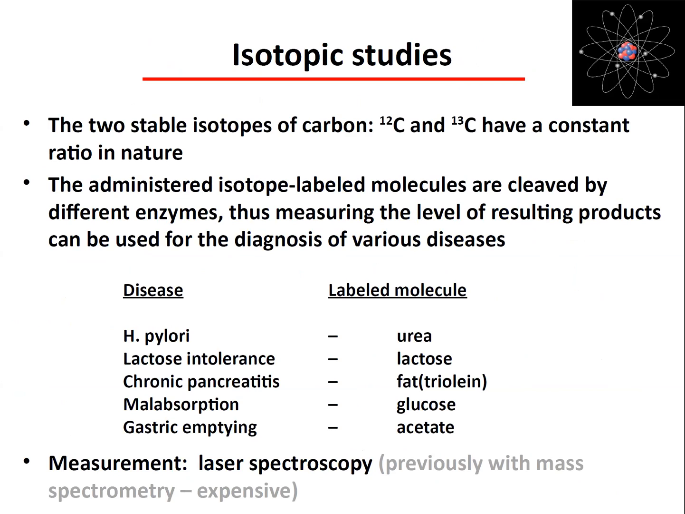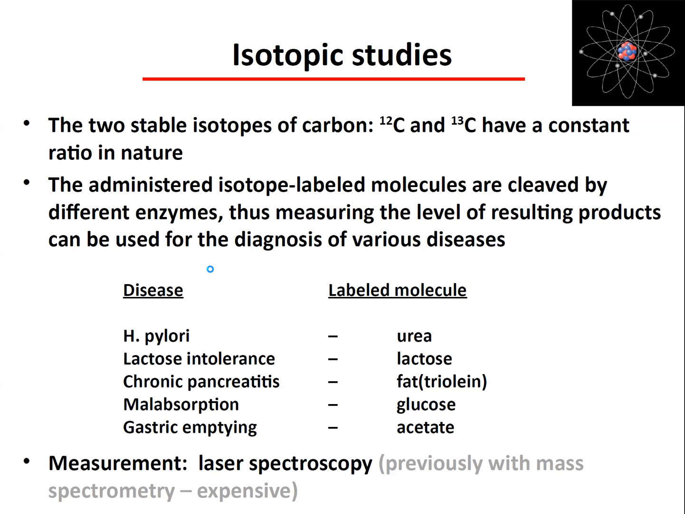Now, isotope studies are not very widely used methods, but we usually use the stable isotope of carbon, and we are measuring the C13 isotope. I already mentioned it in the urea test when we use the C13 urea. And this is very good because today we can measure with laser spectroscopy. Giving specific substrates such as urea, lactose, fat, glucose, acetate with this C13, we can detect which disease is associated with which problem could cause this.